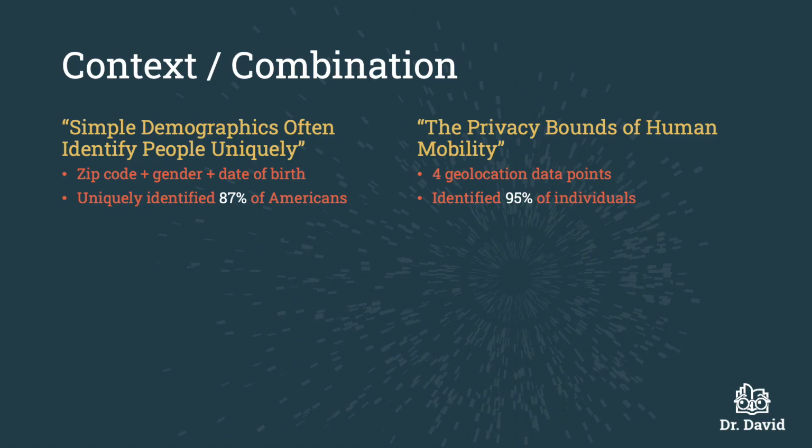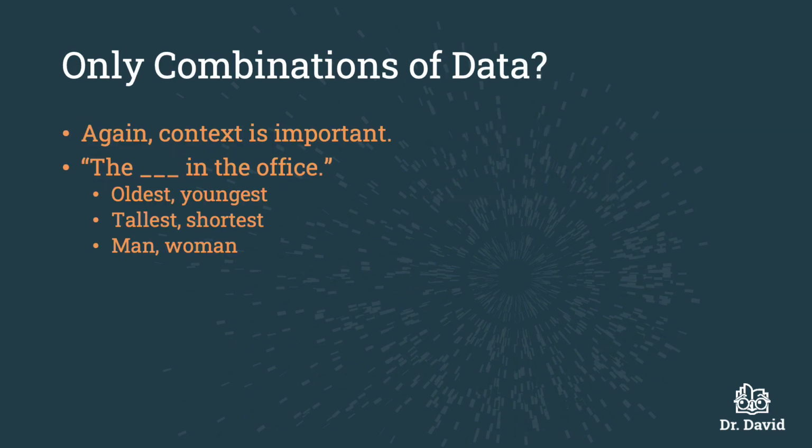What about with just one data element, something like geolocation data? Similarly, an article titled "The Privacy Bounds of Human Mobility," using just 4 geolocation data points, was able to identify 95% of individuals. And so you might be asking, is it only when you combine sensitive data that you're able to re-identify individuals? My answer is no, because again, context is important.